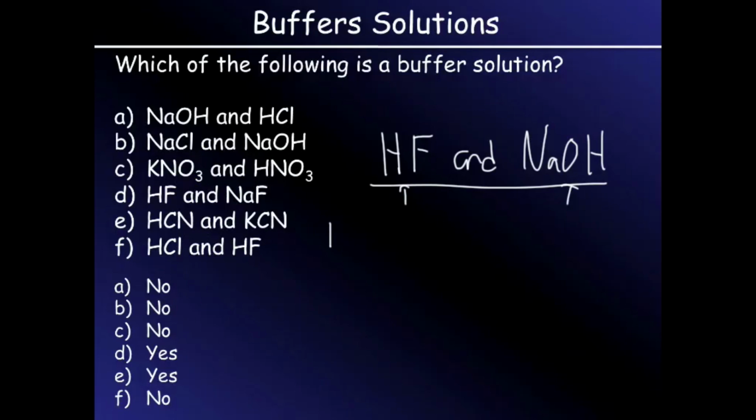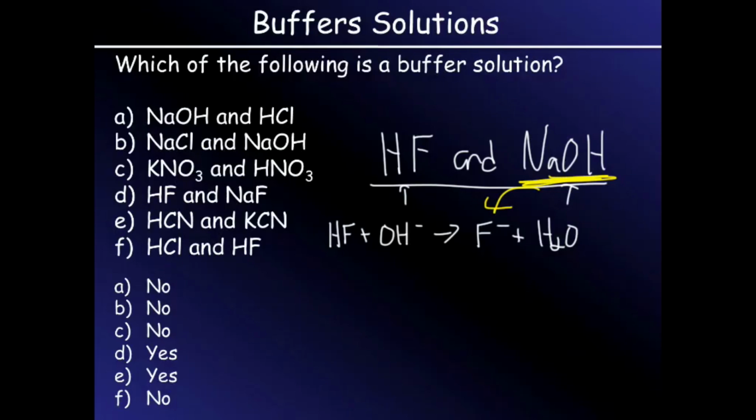However, if HF and sodium hydroxide are added together, then a reaction occurs where the sodium hydroxide, because it is a strong base, will react with HF, because it's an acid, a weak acid, and make fluoride and water. So this actually creates the conjugate base to HF.